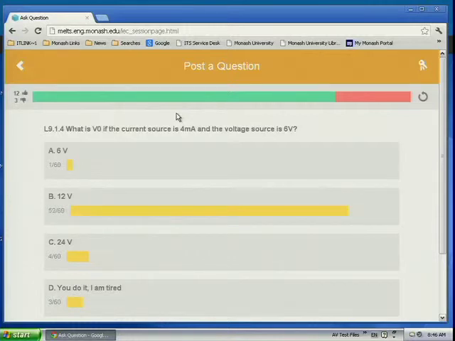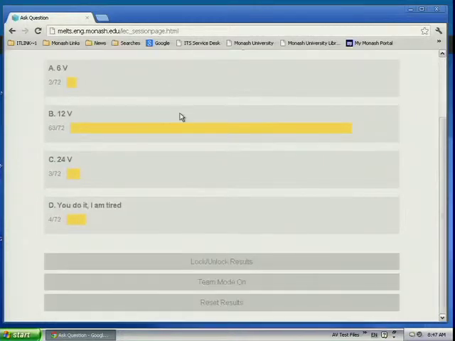Everybody thinks 12 volts. Some people think you do it, I'm tired. And now everybody thinks 12 volts.